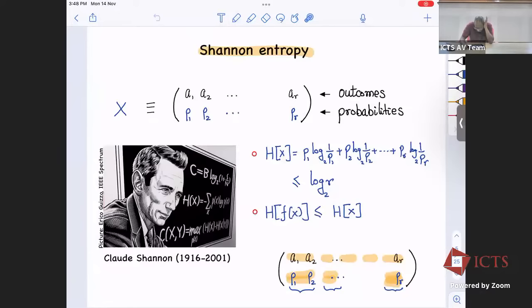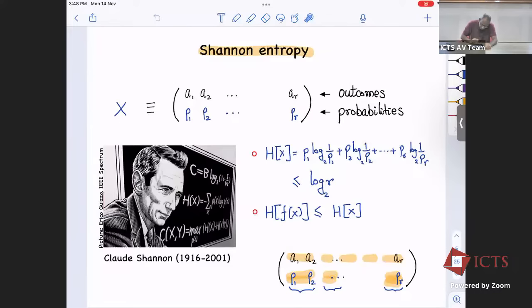introduced in a famous paper of Shannon, A Mathematical Theory of Communication, I think in 1948. It has the following properties: the entropy of a random variable which has R possibilities is at most log R, and equality holds when this is the uniform distribution, each probability being 1 over R, which you can directly check. And if you take a random variable and pass it through a deterministic function, the amount of information cannot increase. So H of f of X is less than or equal to H of X.